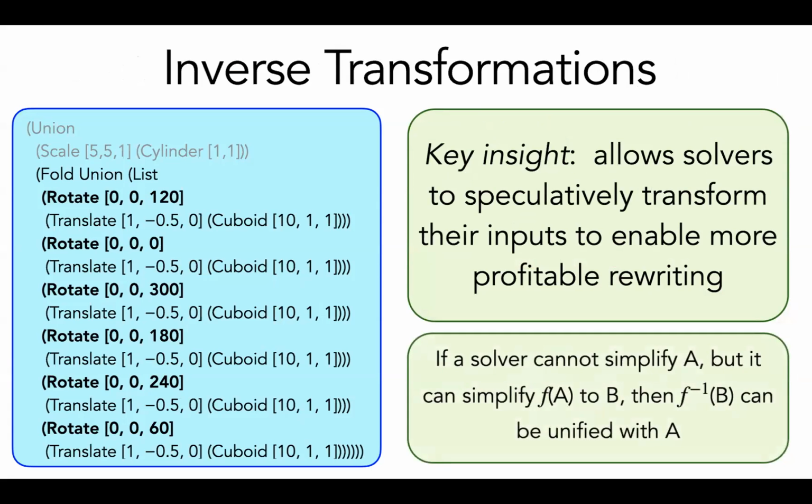More concretely, in general, suppose you ask the solver to solve some query A, but it can't do that. Instead, it can solve a related problem. So what we're going to let it do is tag its solution with the inverse of the transformation it made to make the problem solvable. And then we'll see if we can cancel that inverse transformation later using more rewrites in the egraph.